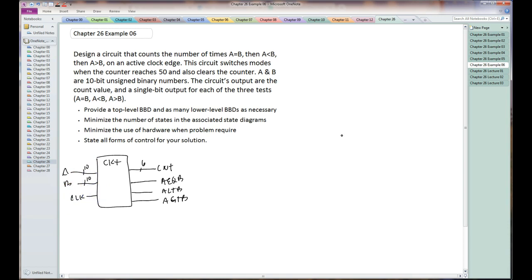Once again, we're going to look at this and break it down. This is not a trivial circuit, so we have to look for things that we're used to seeing. It counts to 50. It counts the number of times a equals b, for example. That is going to be an event counter, so we know we're going to need a counter in this. So let's go ahead and draw a counter.